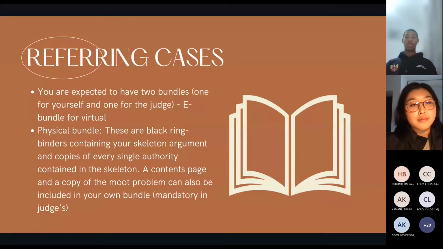Referring to cases. You're expected to have 2 bundles, one for yourself and one for the judge. E-bundle for virtual, physical bundle otherwise. These are black ring binders containing your skeleton argument and copies of every single authority contained in the skeleton. A contents page and a copy of the MOOT problem can also be included in your own bundle.